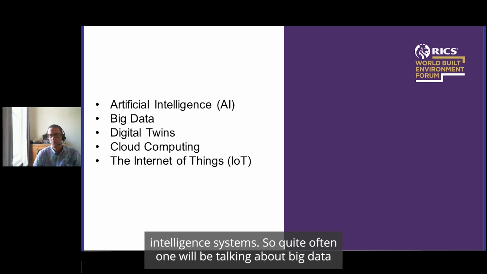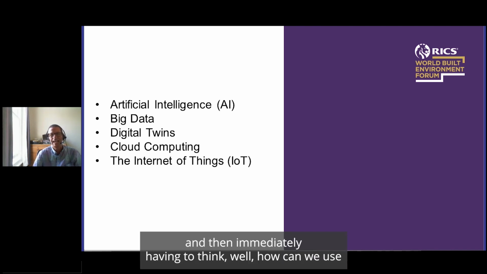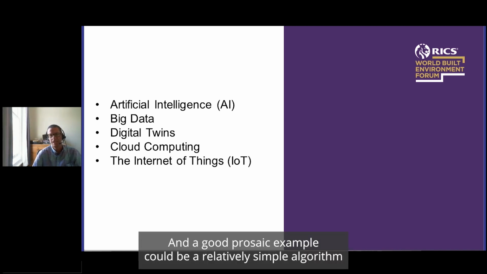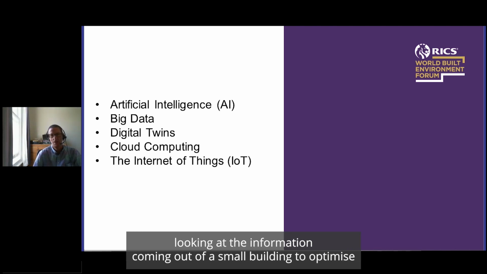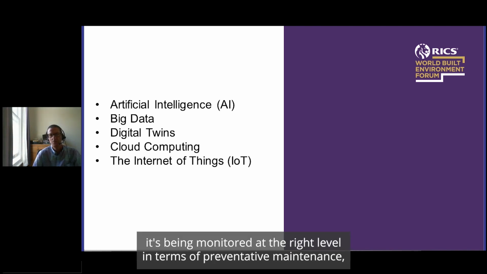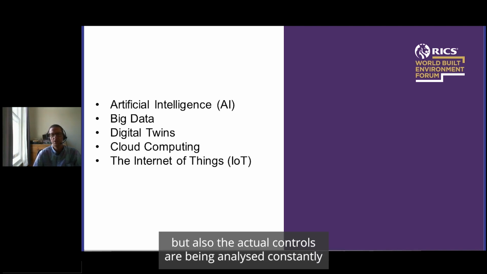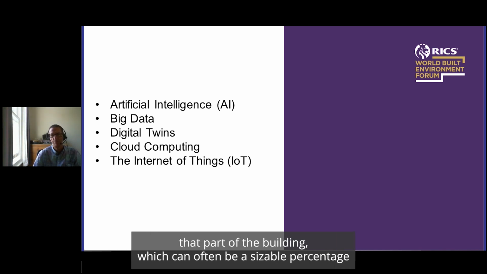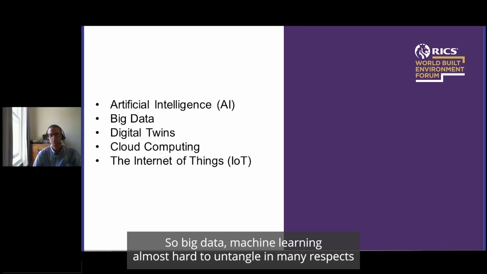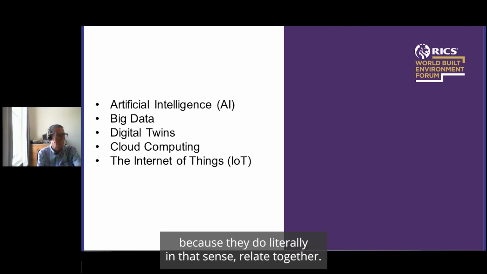So quite often one will be talking about big data and then immediately having to think, well, how can we use AI to actually interpret and make decisions? A good prosaic example could be a relatively simple AI algorithm looking at the information coming out of a smart building to optimize your heating and ventilation, to make sure that it's being turned on and monitored at the right level in terms of preventative maintenance, but also that the actual controls are being analyzed constantly in a feedback loop, to make sure that you're running that part of the building, which can often be a sizable percentage of the energy costs, in the most efficient way. So big data and machine learning are almost hard to untangle in many respects, because they do literally relate together.